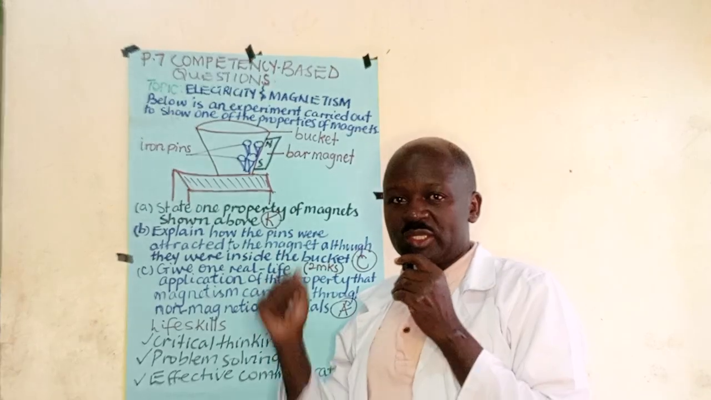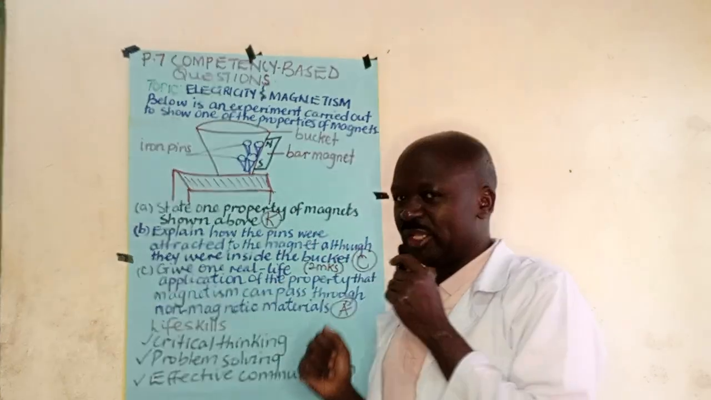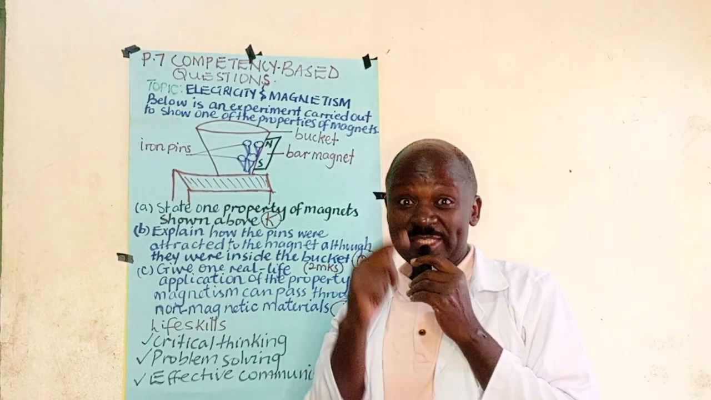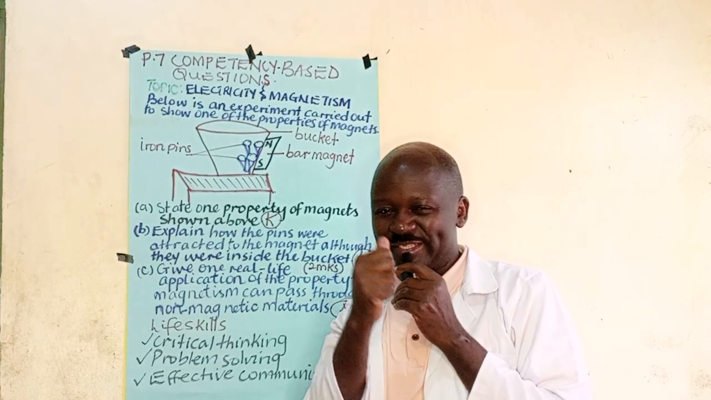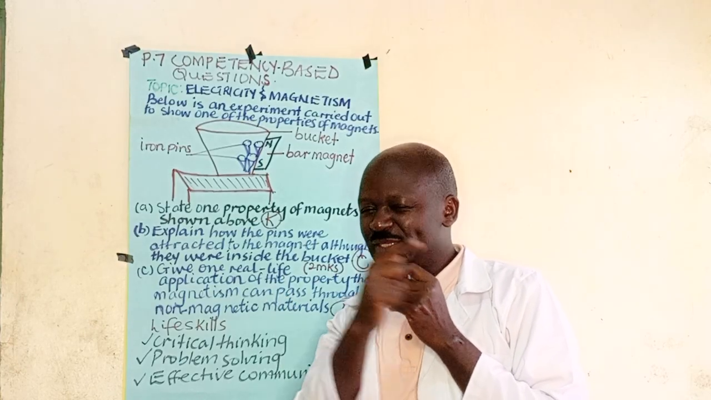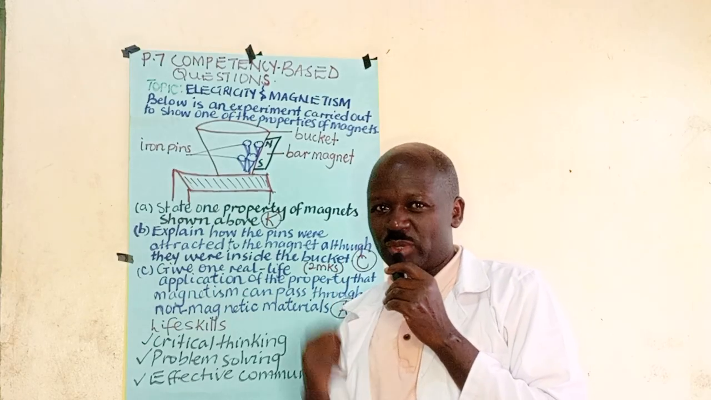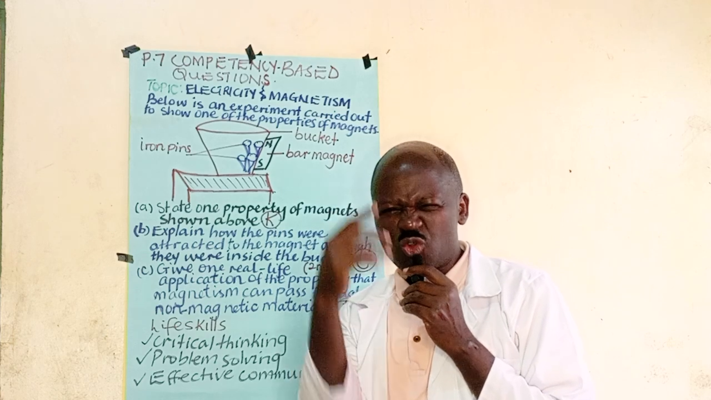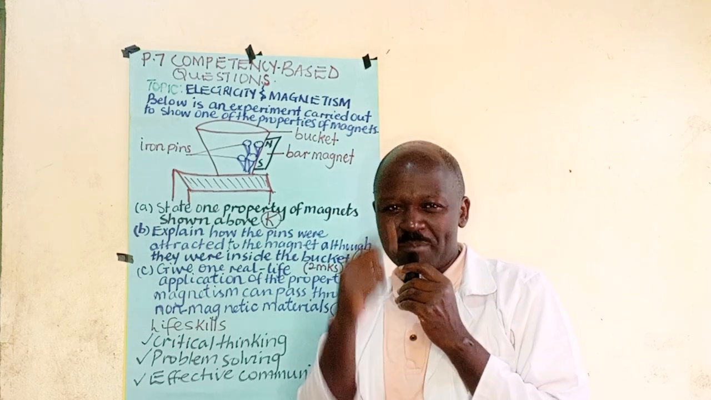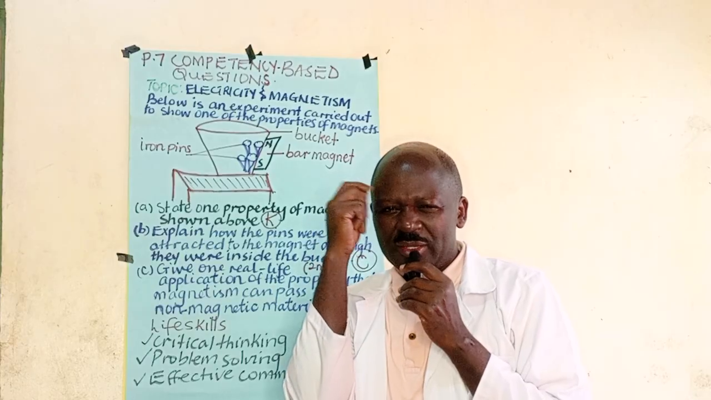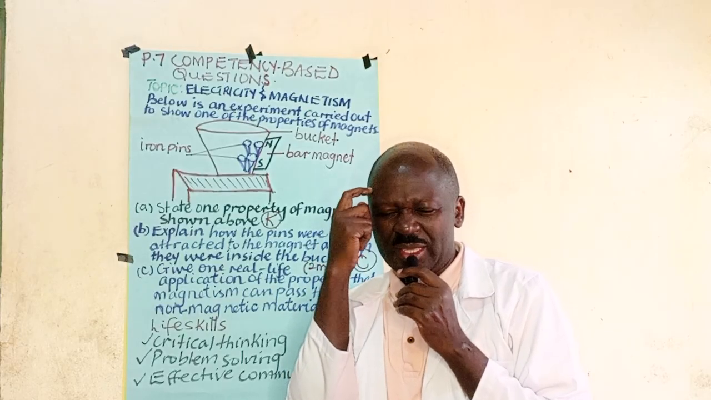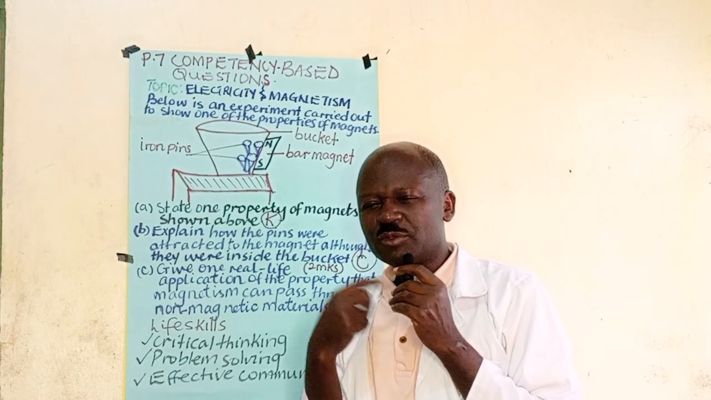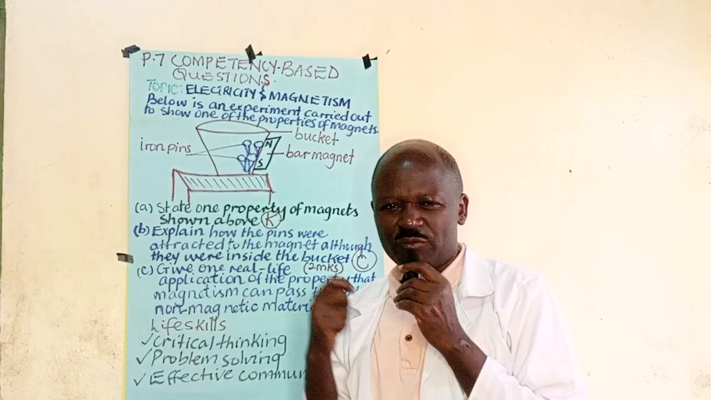So question A, state one property of magnets shown above. What is the answer? Magnetism can pass through non-magnetic materials. As simple as that. 1 mark. Which level of question? Knowledge-based question or recall question. Candidates are supposed just to remember, to recall a property of magnets. There is no critical thinking or a lot of thinking involved in trying to come up with the answer. It is just recalling a fact, a property of magnets.